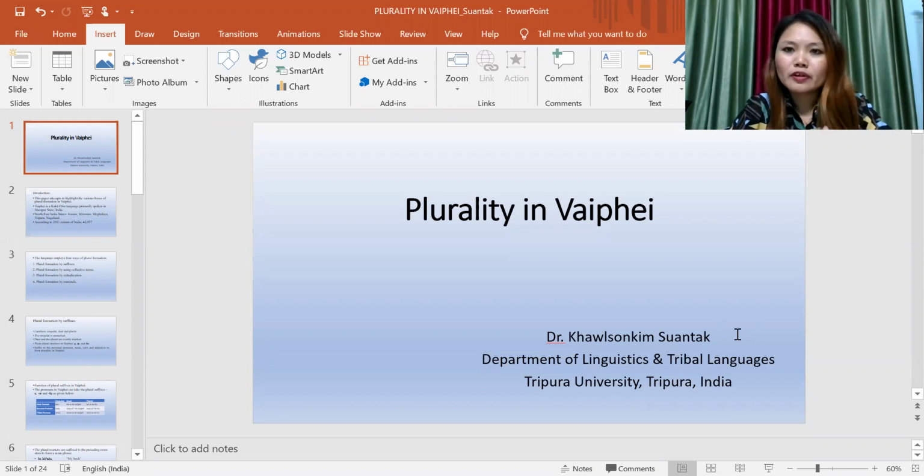As we all know, plurality plays a very important role in the structure of a language. Every language has its own way of expressing plurality. In some languages, plurality is expressed by using suffixes, and some other languages use different forms to express different types of plural. So in the backdrop of this, I would like to highlight the different types of plural formation in Vaiphei.